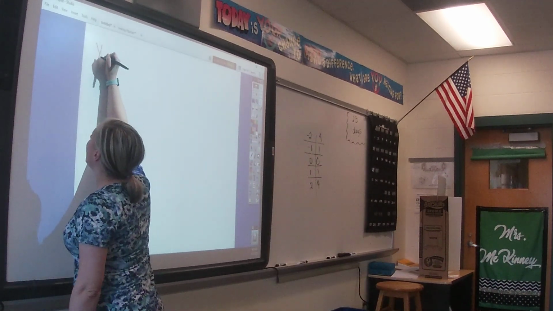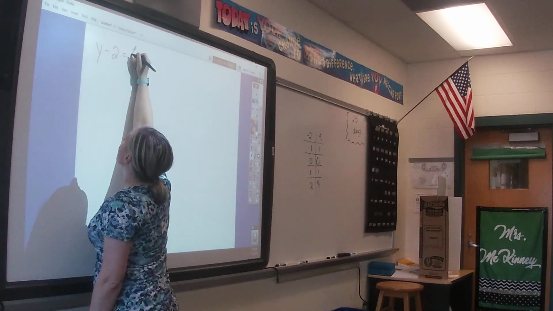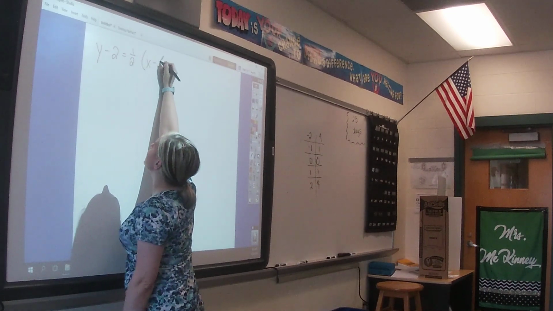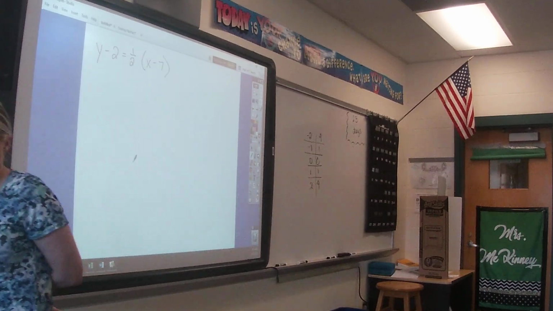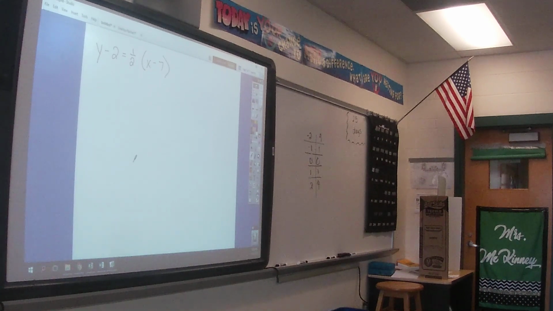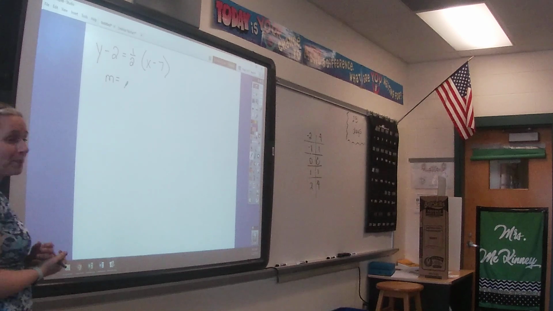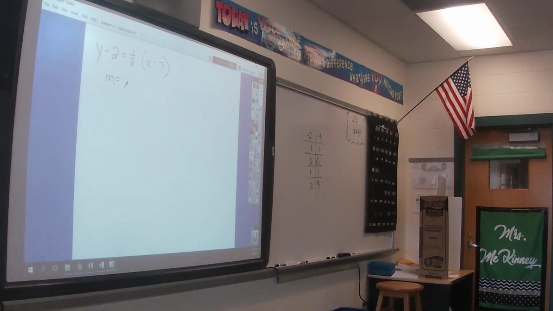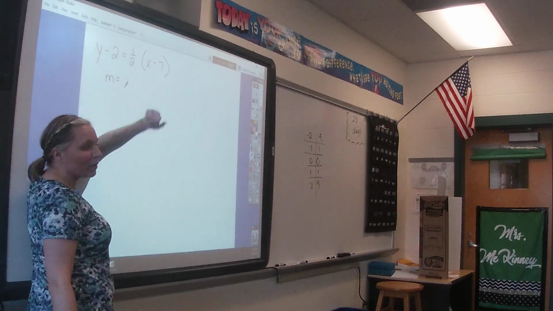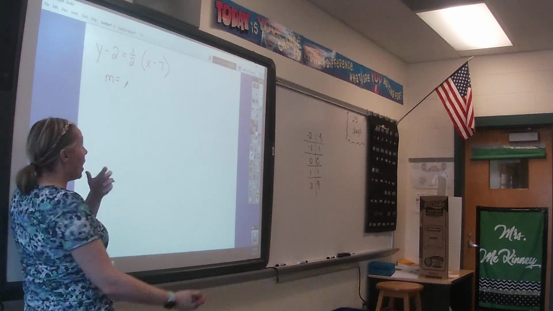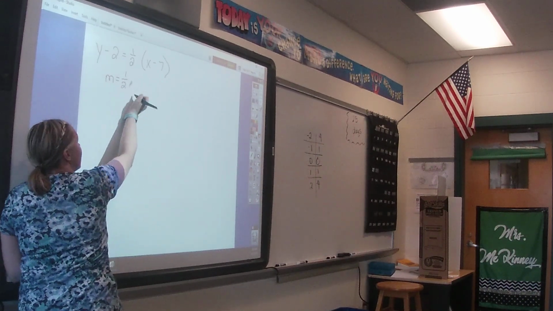So let's say I have y minus 2 equals 1/2 times x minus 7. This is given to us in point-slope form, which means we can find a point and we can find a slope. If we want to find the slope in this equation, what does our m equal? What number is sitting in front of the parentheses? 1/2. And so our slope is going to be 1/2.